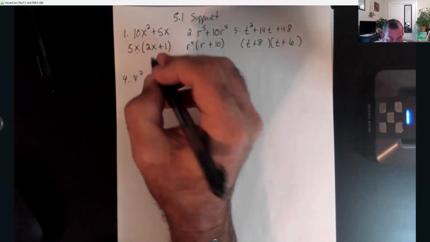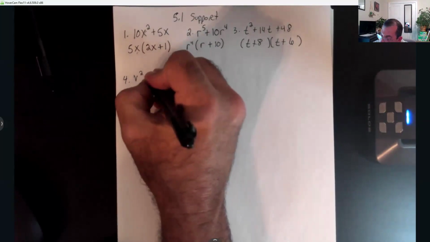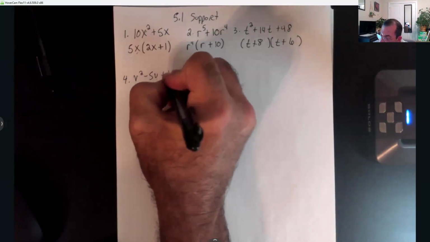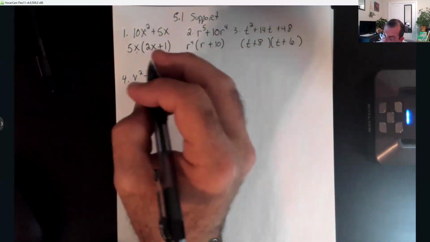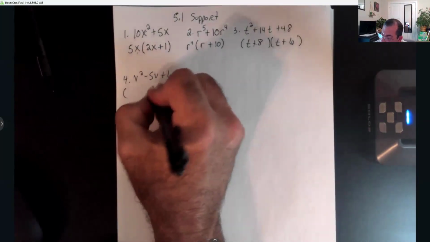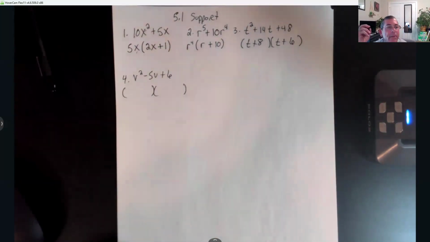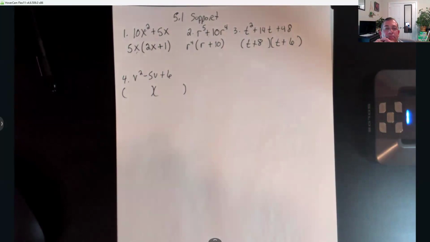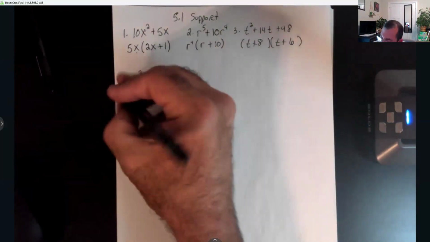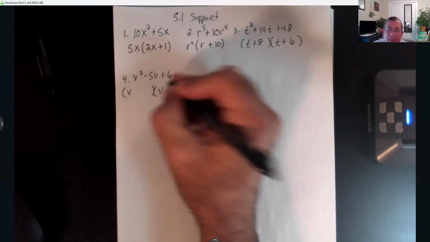All right, y'all, v squared minus 5v plus 6. So what are y'all putting in these parentheses? Well, I'll put the v down at least on the front. How about that?